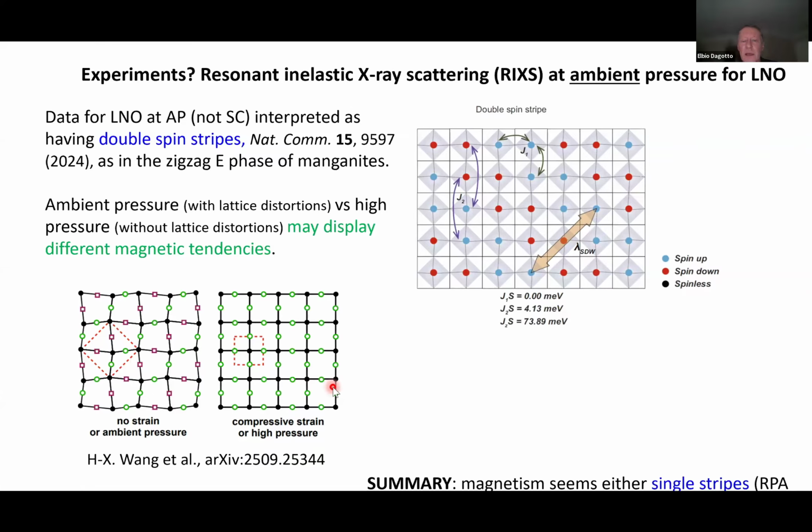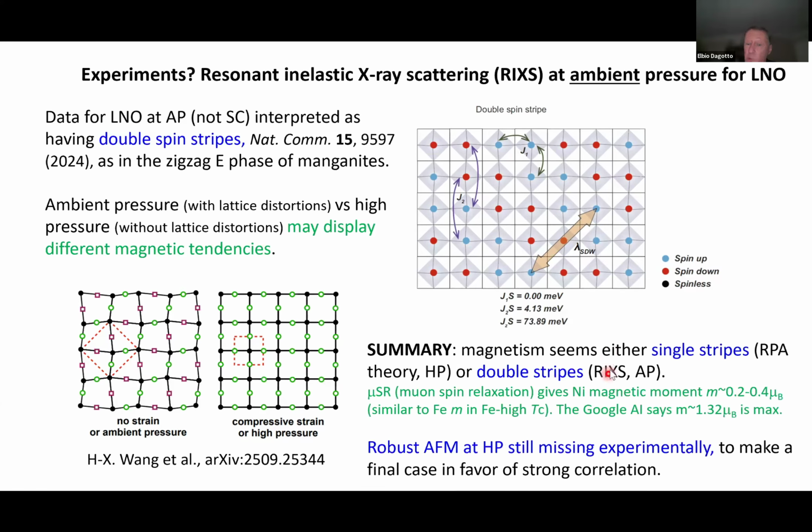So the summary is the following. Experimentally, and within RIXS, it appears to be double stripes. Theoretically, and within RPA, it seems to be single stripes, horizontal or vertical. The double stripes also come in two varieties, one diagonal or the other diagonal. So that's the situation. There are also muSR and NMR experiments that report a moment for nickel of this value in Bohr magnetons.